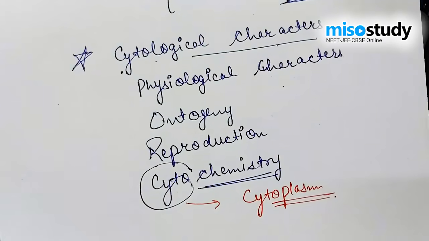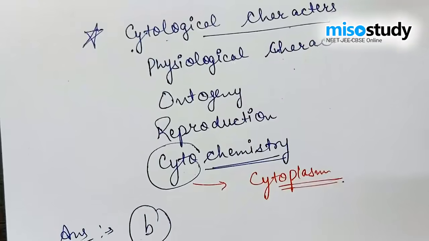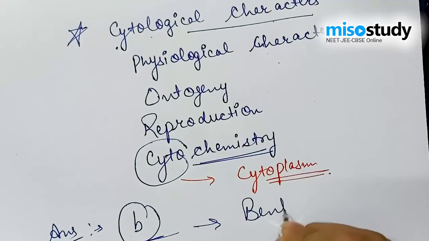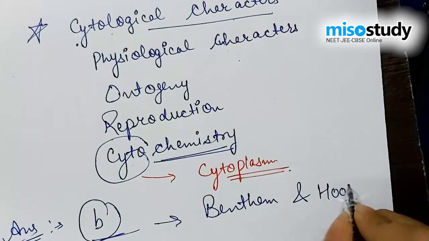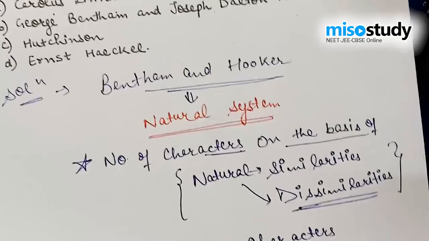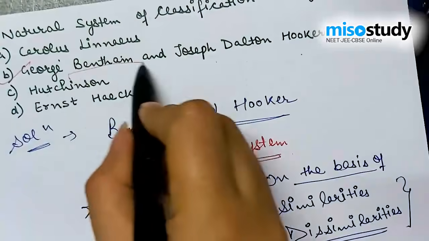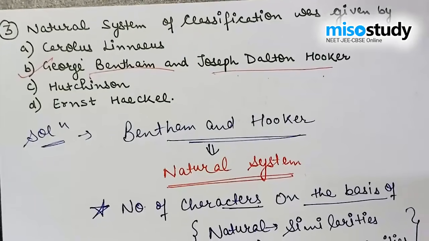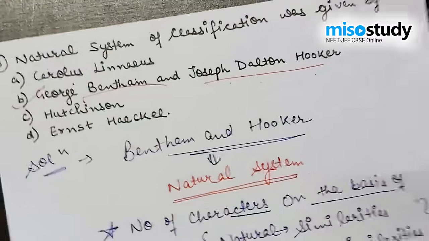Next, according to the discussion, the right answer for the question is option B, that includes Bentham and Hooker. So the right answer for the question is option B, that is George Bentham and Joseph Dalton Hooker is the right answer in this case. Let's move on to the next question.